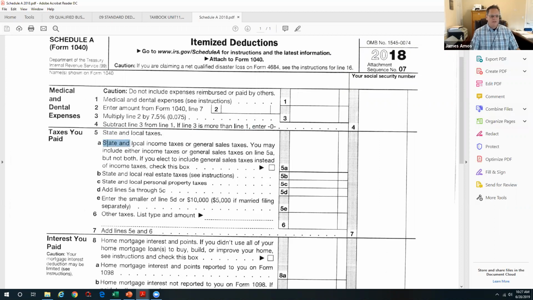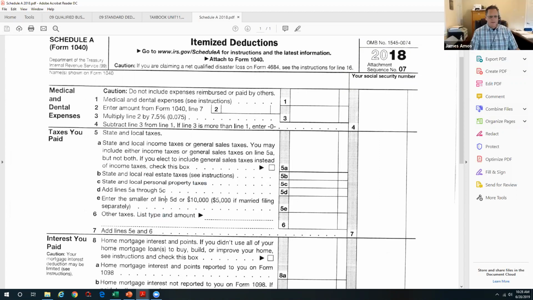State and local taxes: there's state and local income taxes or sales tax. So it's income tax or sales tax. You don't get to include both of them, but you can include one or the other, whichever gives you the bigger deduction. You also get to include real estate taxes. You also get to include personal property taxes. So you add all those taxes together that you're allowed to include, and then there are some limits on the taxes, okay? And then there are some other taxes that you might be able to include.